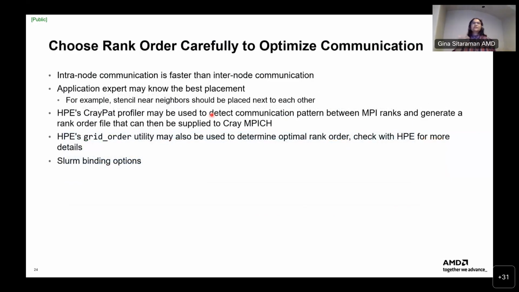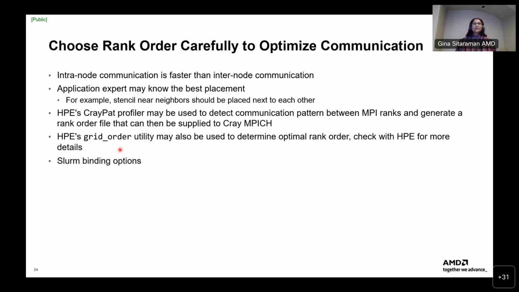So in summary, we want to choose rank order carefully because we want to optimize communication. We also know that this is true everywhere: intra-node communication is faster than inter-node communication. It is the application expert, the domain expert, who knows the best placement for their application. For example, in a stencil code, you may want to have near neighbors placed next to each other because they communicate the most. So rank order is so important.